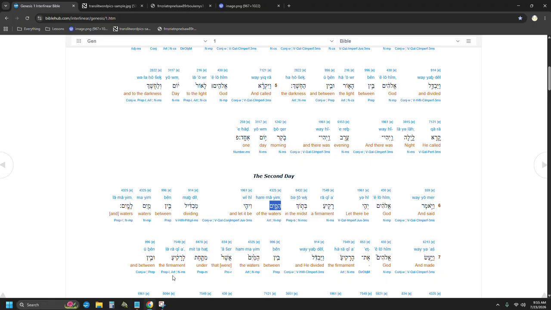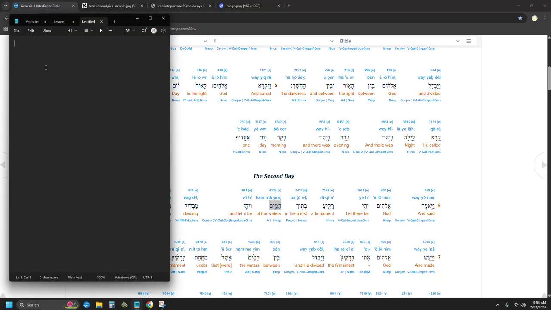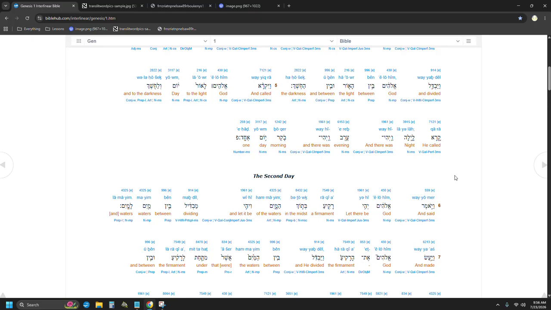Let's see if I can copy that. I'm going to paste it. There it is. Can everybody see that? Now, it tells us what this word is. This word is water. So I can type up here, water. Everyone see that? Now, I can't make this up. The words are right here.